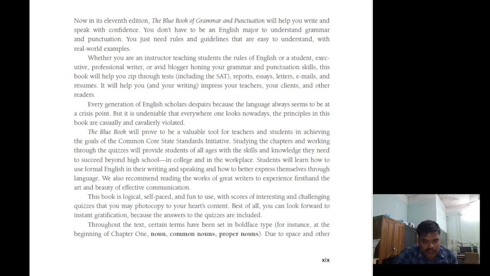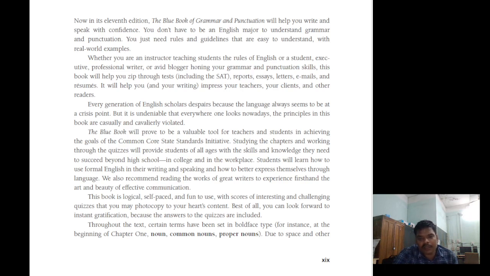Every generation of English scholars despairs because the language always seems to be at a crisis point. But it is undeniable that everywhere one looks nowadays, the principles in this book are casually and cavalierly violated. The Blue Book will prove to be a valuable tool for teachers and students in achieving the goals of the Common Core State Standards Initiative.